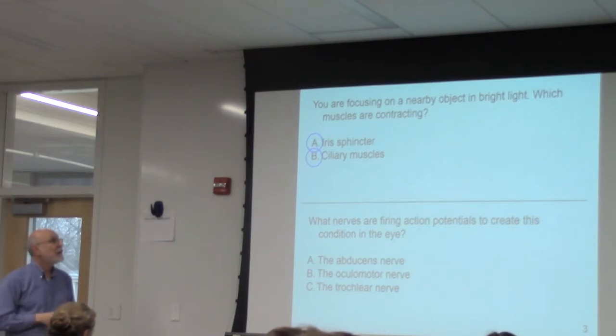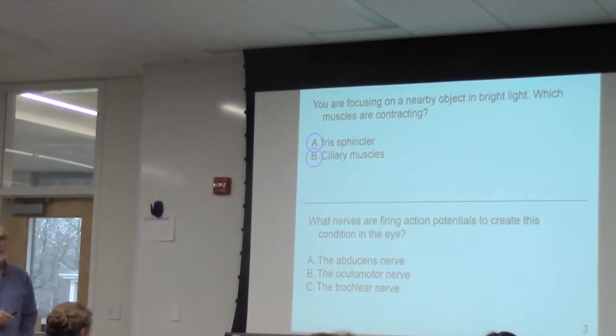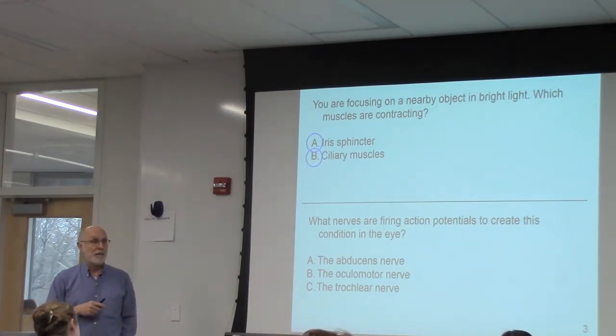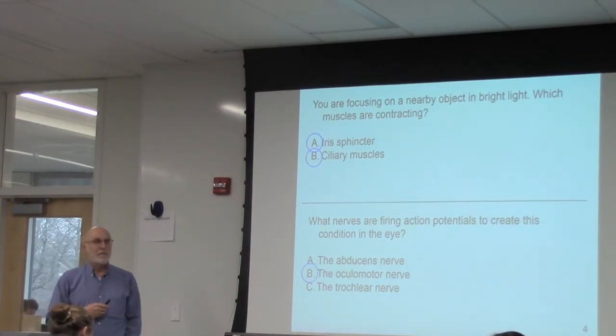Okay, what nerves are firing? Action potentials to create this condition in the eye. This condition being constriction of the iris sphincter and constriction of the ciliary muscle. In other words, which nerves innervate these muscles? Motor, because all of it.